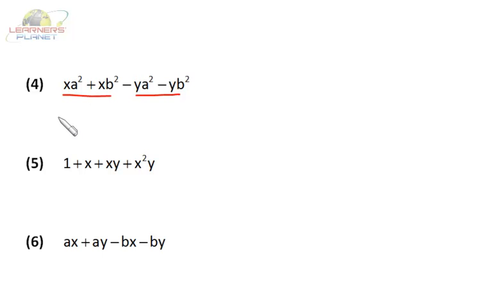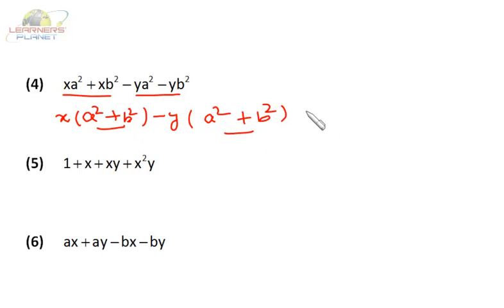From the first two terms, I can take x as common. Then I am left with a square plus b square. From these two, I can take minus y as common. Then minus y a square divided by minus y, I'll be getting a square, and minus y b square divided by minus y, I'll be getting plus b square. Now a square plus b square is common, so we can do it like this. A square plus b square I have taken common, and I'm left with x minus y.